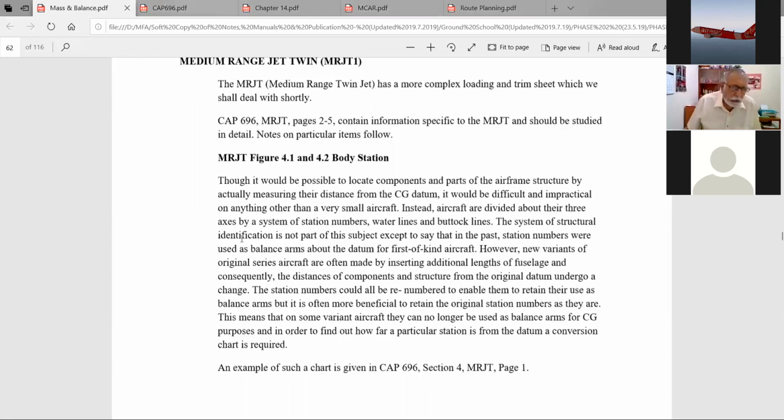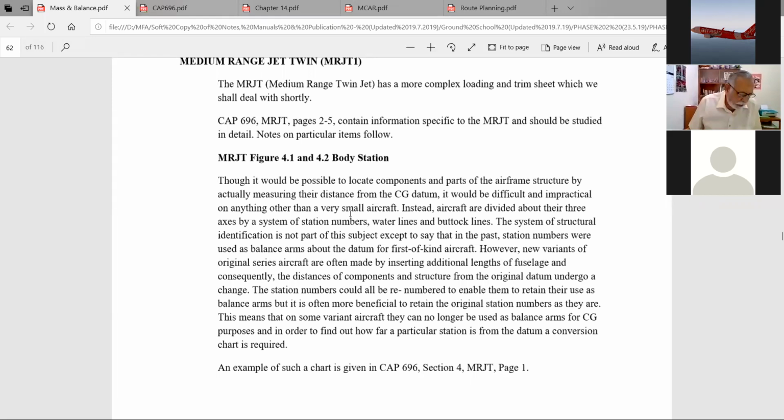Though it would be possible to locate components and parts of the airframe structure by actually measuring their distance from the CG datum, that is your reference datum, it would be difficult and impractical on anything other than a very small aircraft. Instead, aircraft are divided about their three axes, underline that, three axes, by a system of station numbers, water lines and buttock lines. So we have station numbers.